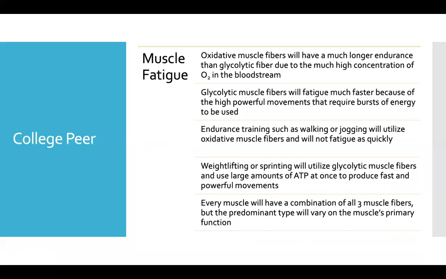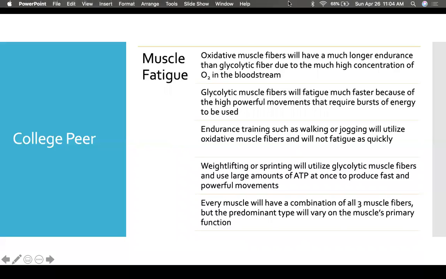Weightlifting or sprinting will utilize glycolytic muscle fibers and will use large amounts of ATP at once to produce those fast and powerful movements. Every muscle will have a combination of all three muscle fiber types, but the predominant type will vary based on the muscle's primary function.